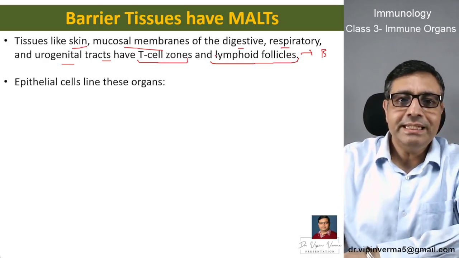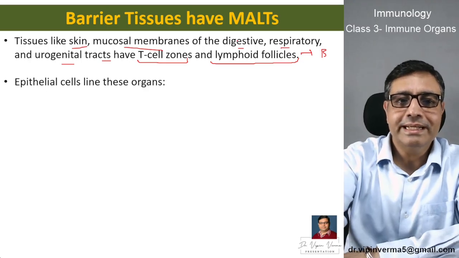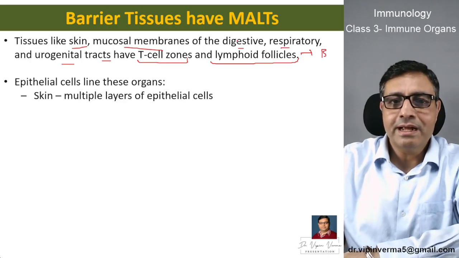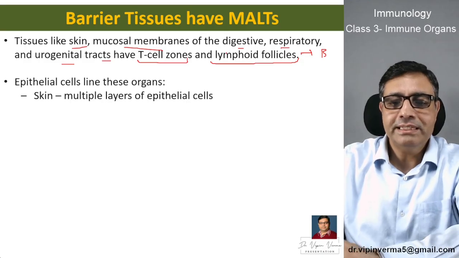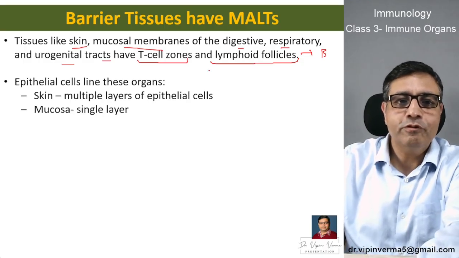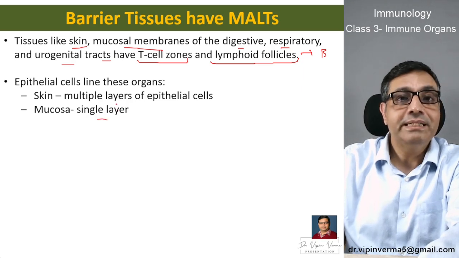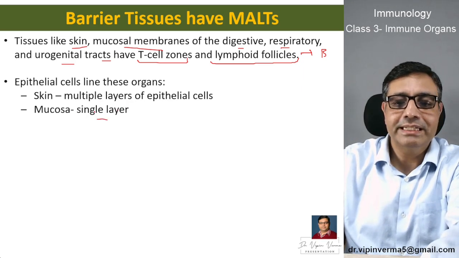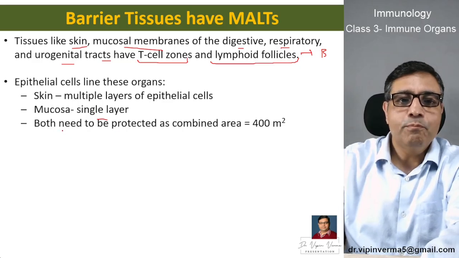And epithelial cells in these organs: in case of skin, there are multiple layers of epithelial cells, and in case of mucosa, we have a single layer of epithelial cells. So that's the difference between the skin and the mucosa, and both need to be protected.